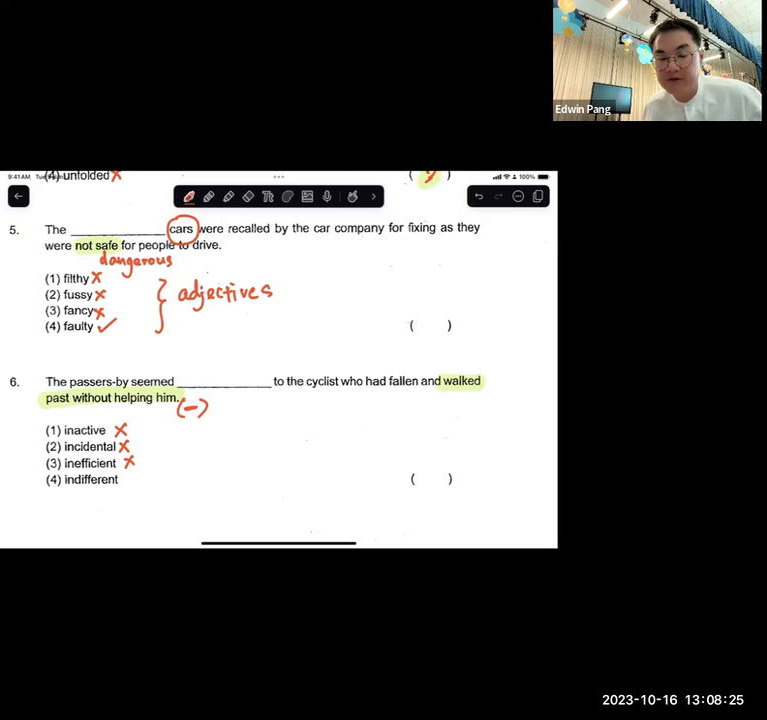Okay. What is inactive? Inactive is someone who's not fit, right? Not active, right? So it doesn't make sense. Incidental means like accidental. Is this accidental? When you walk past a person and you don't help him, is that accidental? No, doesn't make sense. Inefficient, that means not very efficient, not very effective. Does it have anything to do with effectiveness or efficiency? Nothing. So the only possible answer is, so again, I use elimination for both of these questions. Notice how powerful the principle of elimination can be when it is used correctly, and you are certain that the answer is correct, because it can't be any other answer, okay?